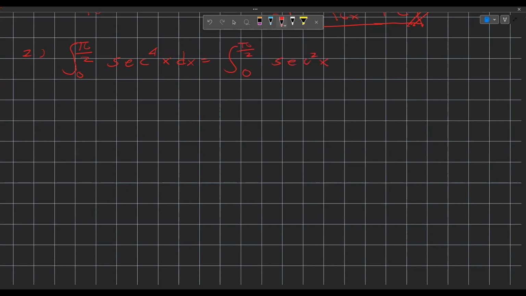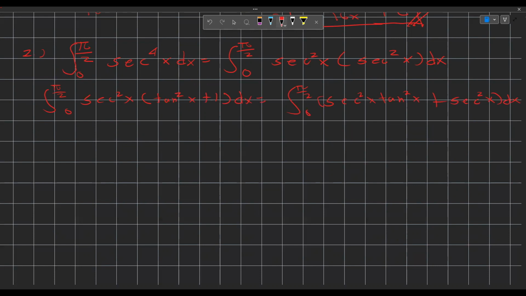But since it is raised to 4, we can actually expand this function into secant squared x times secant squared x dx. And using the trigonometric identity, we can rewrite it again as secant squared x times tangent squared x plus 1 dx. And we can just distribute secant squared x. This will become secant squared x tangent squared x plus secant squared x, quantity dx.